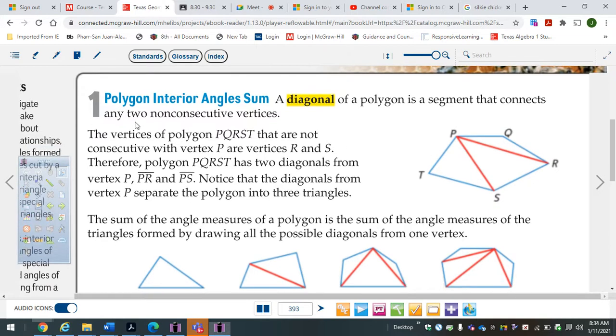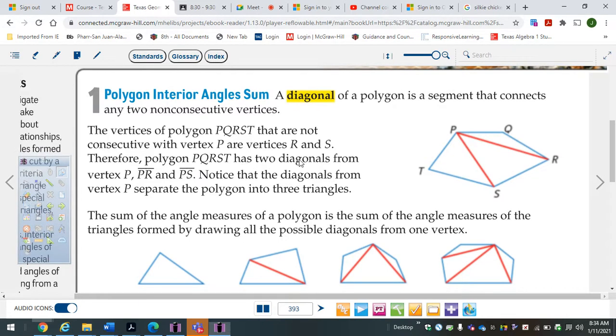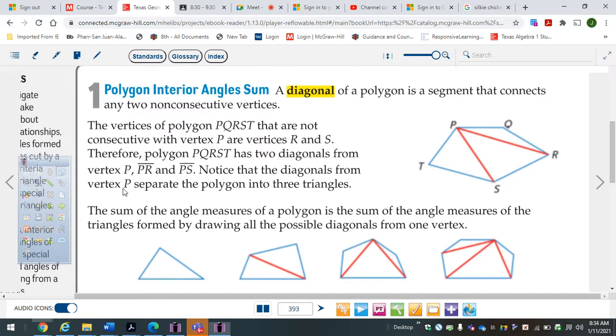Cool. The vertices of polygon PQRST that are not consecutive with vertex P are going to be R and S. Therefore, polygon PQRST has two diagonals from vertex P, line segment PR and line segment PS. Notice that the diagonals from P separate the polygon into three triangles. So when you draw diagonals, they're basically going to form triangles. Pretty cool.